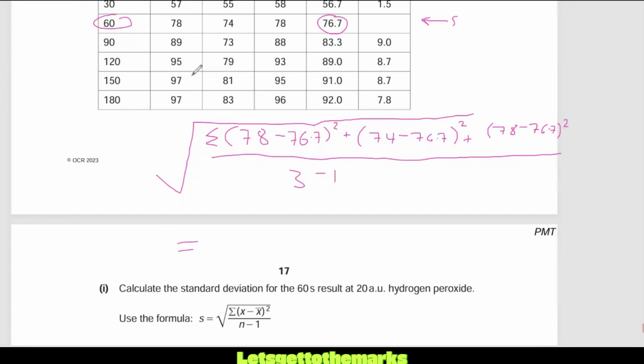Okay, so we've got 3 minus 1 for n. What do we want? We want to add all of this stuff up. So if I square that, I'm just going to simplify all of that. I get 1.69. Squaring that, then it's 74 minus 76.7. I'm going to get 7.29. That's what you should get in your brackets for that. And then 1.69 for that.